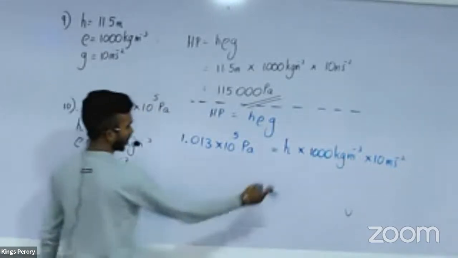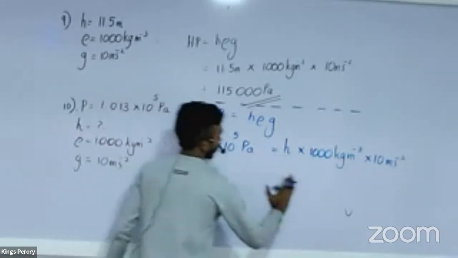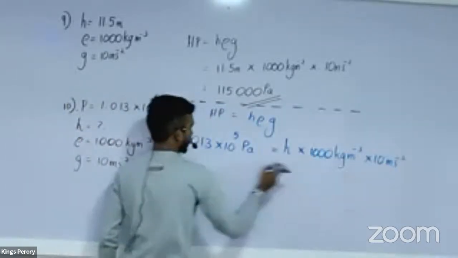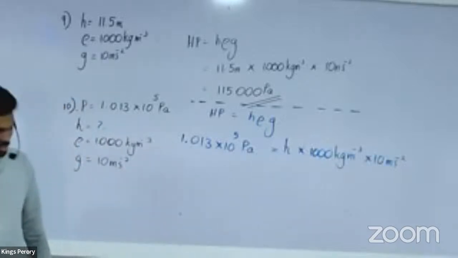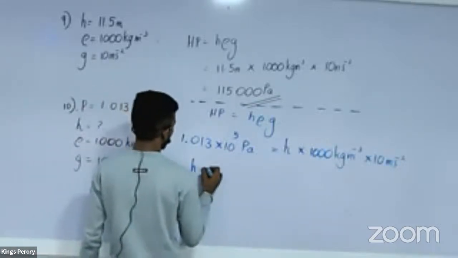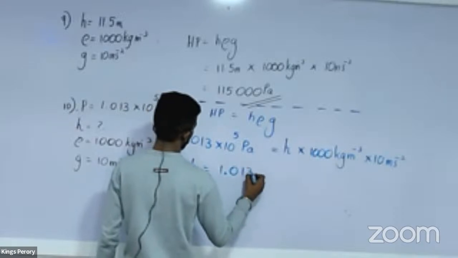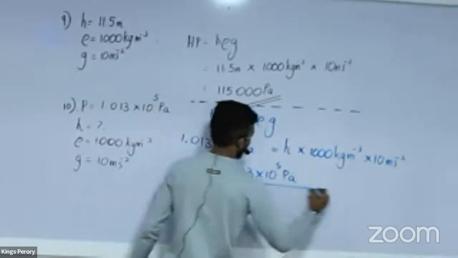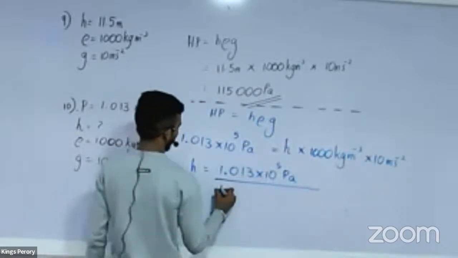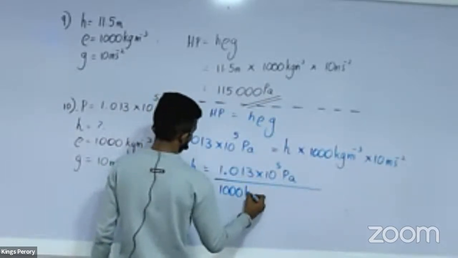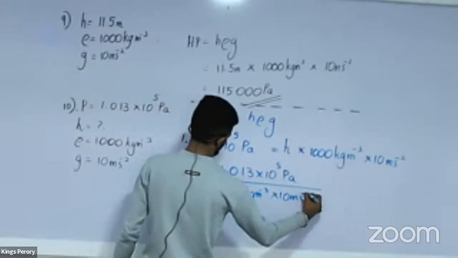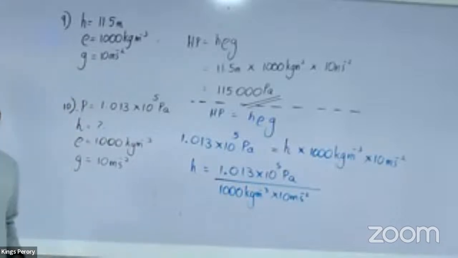If I want to find h, I need to make h the subject. All the others go on to the other side, and multiplication on the other side becomes division. h is equal to 1.013 into 10 to the power 5 Pascal divided by all these things on the other side: 1000 kilogram per meter cube multiplied by 10 ms to the power minus 2.